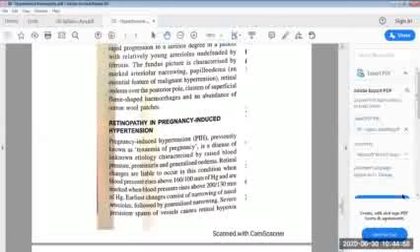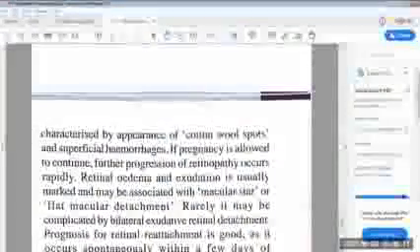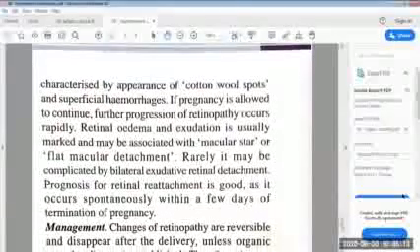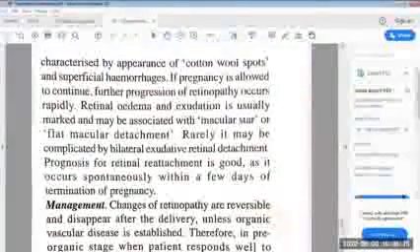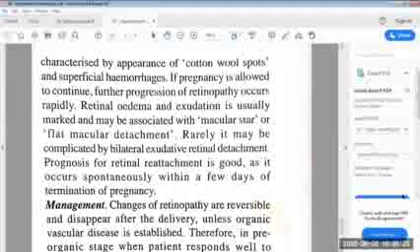The earliest changes consist of the narrowing of nasal arterioles followed by generalized narrowing. Severe persistent spasm of vessels causes retinal hypoxia, characterized by appearance of cotton wool spots and superficial hemorrhages. If pregnancy is allowed to continue, further progression of retinopathy occurs rapidly.